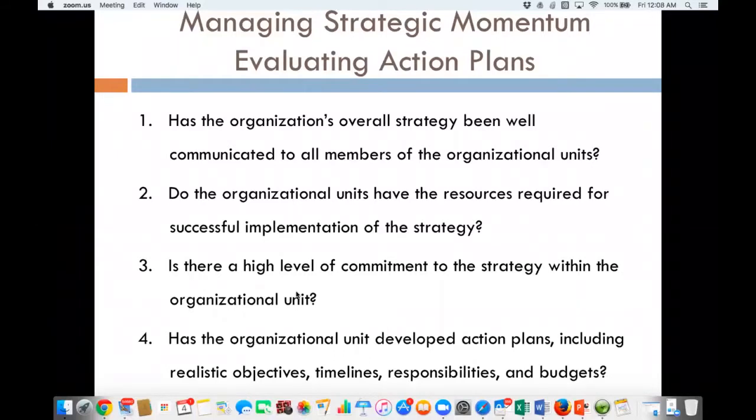Managing strategic momentum involves evaluating action plans. So you have to ask a few questions when you are managing strategic momentum. The first one is, has the organization's overall strategy been well communicated to all members of the organization? Do the organizational units have the resources required for successful implementation of the strategy? Is there a high level of commitment to the strategy within the organizational unit? Has the organizational unit developed action plans, including realistic objectives, timelines, responsibilities, and budgets?